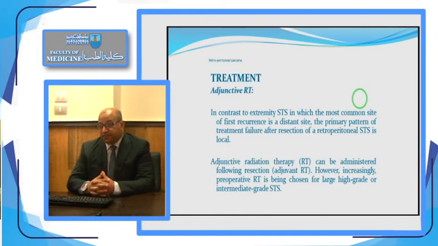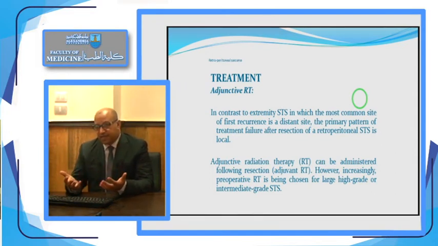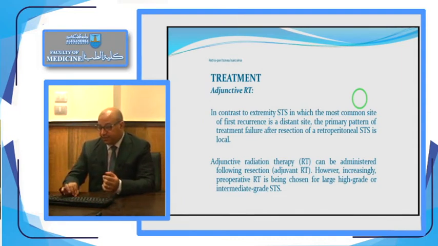Additional treatment is adjunctive radiotherapy. In contrast to soft tissue sarcoma of the extremities, in which the most common site of first recurrence is a distant site, the most common site of failure in retroperitoneal tumors is local recurrence. So radiotherapy can be administered following resection. However, increasingly there is a higher role for preoperative radiotherapy for high grade or large size tumors.